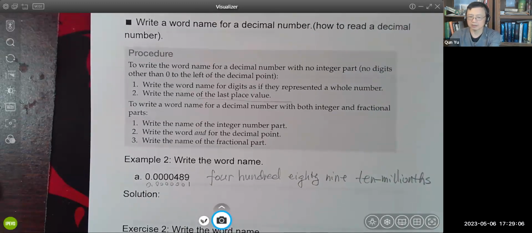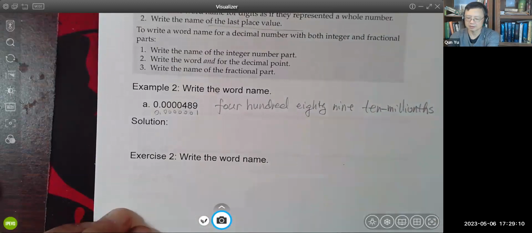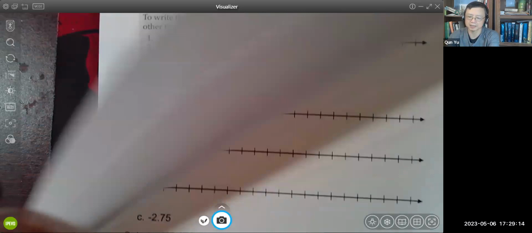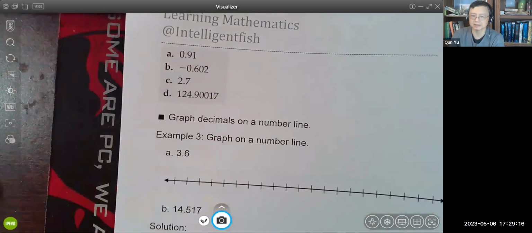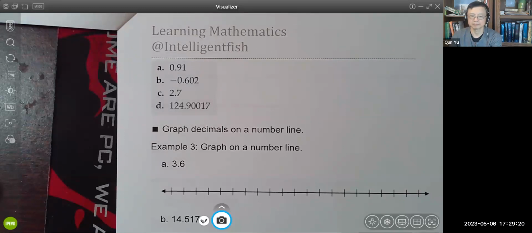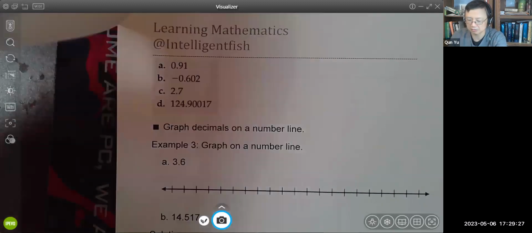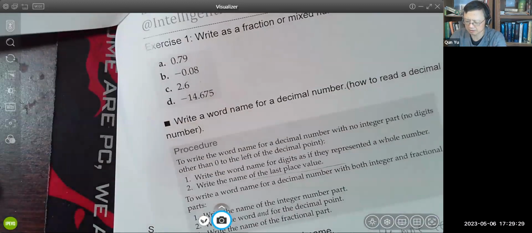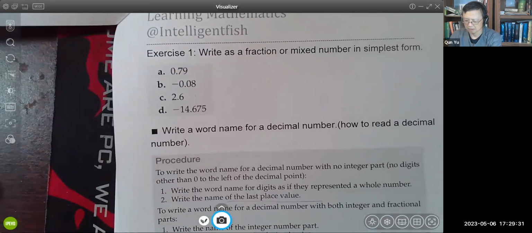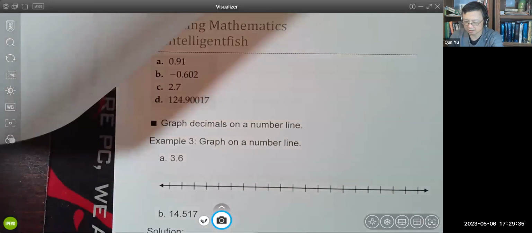Now let's look at our second exercise problem. It's the next page. So this is an exercise problem. Now let's look at, we should have another example. Oh, we don't have one.